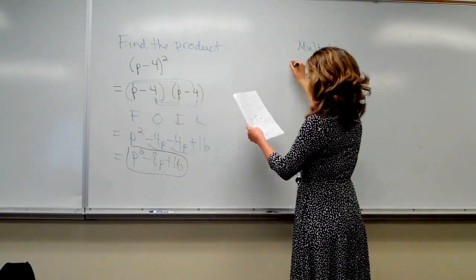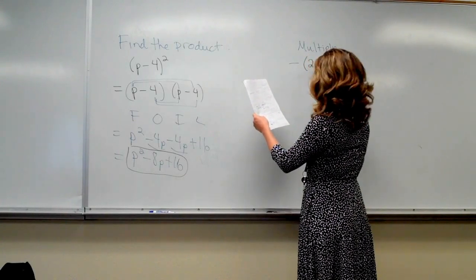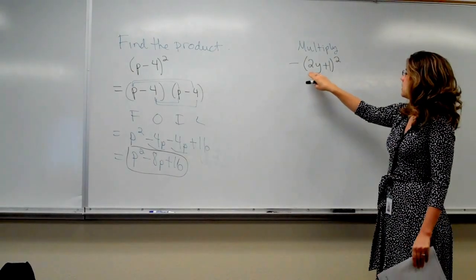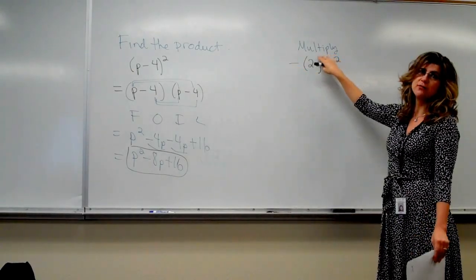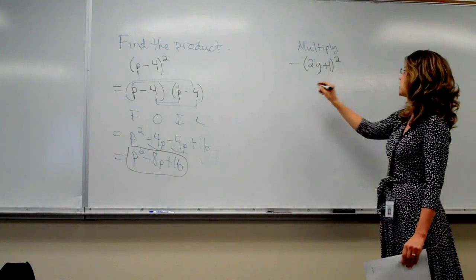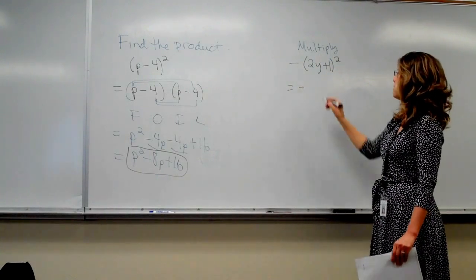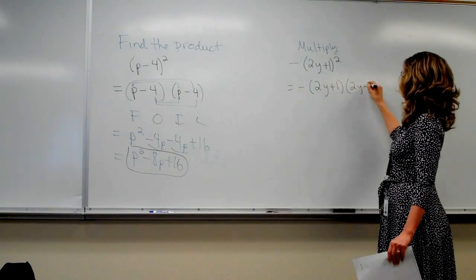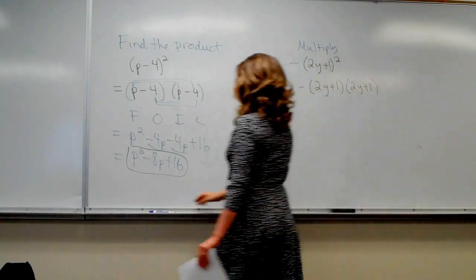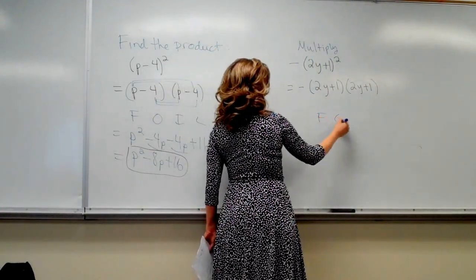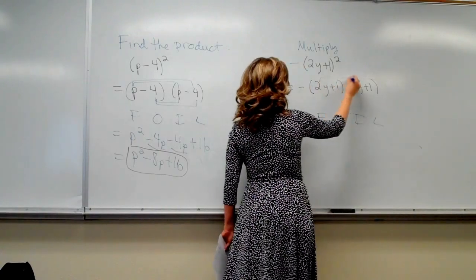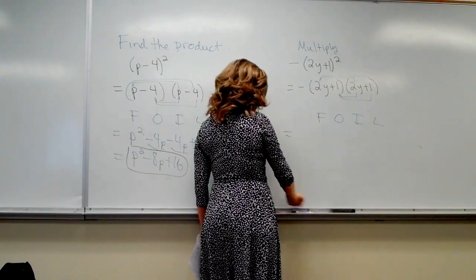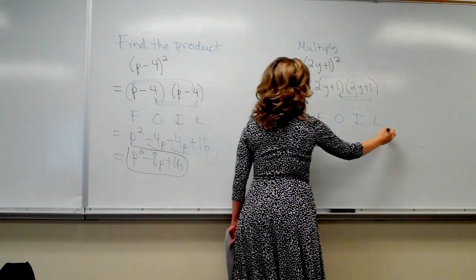But what happens if we have a negative sign in front? Minus 2y plus 1 squared. So if we are to find the product, or another term for that is multiply, those are the same set of instructions, then I'm simply going to copy down my minus, and then I will multiply out my 2y plus 1 squared. Let's see how that works. So again, we're going to use the FOIL method. So first times first, outer times outer, inner times inner, last times last. I copy down my negative sign and my parentheses.